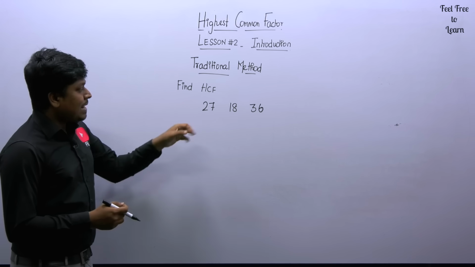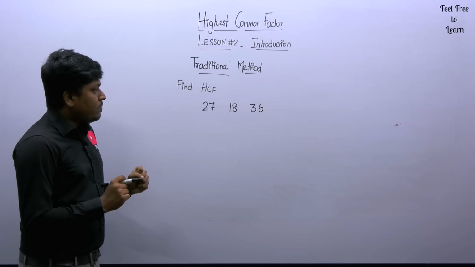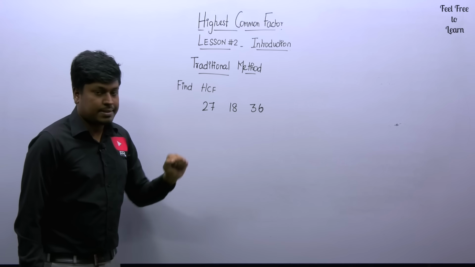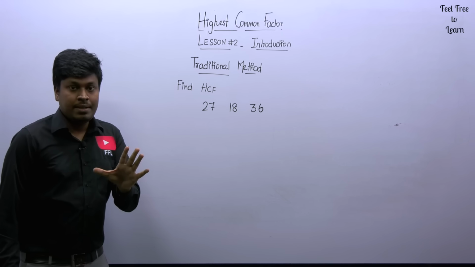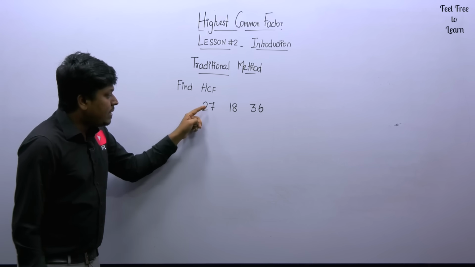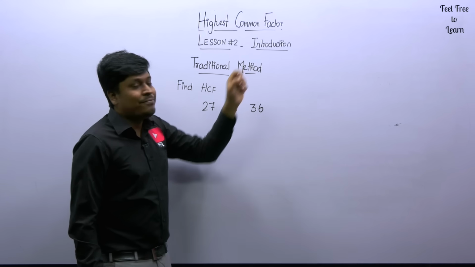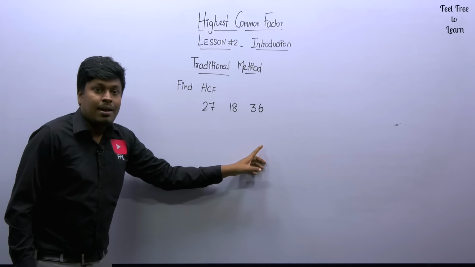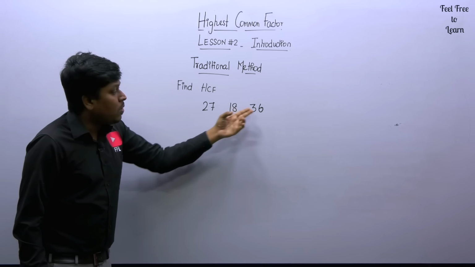Here I have taken one example question and we are going to solve it by the traditional method. We need to find the HCF for the numbers 27, 18, 36. First, what we need to find is the highest common factor. In the previous lesson it was least common multiple, so we wrote all the multiples, but here, for highest common factor, we have to write the factors for all these numbers and check which number is highest and common out of all the 3.